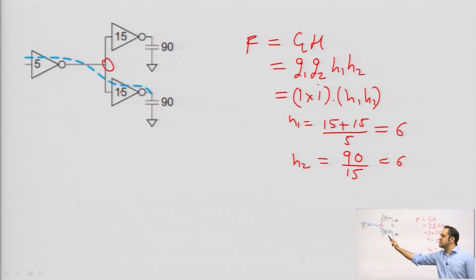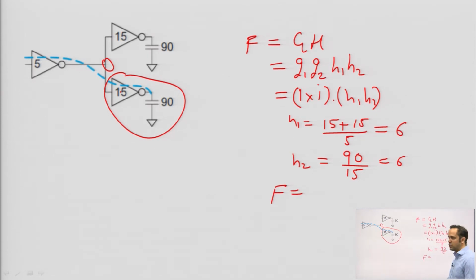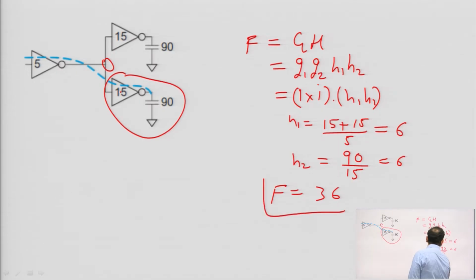Now, I am talking about this stage here. This is my second stage, and this was my first stage. Now, if I multiply, I am going to get a path effort equal to, this is already 1, G1 and G2 being inverter logical effort is 1. So, 1 times 1 is 1 only. H1, H2 is 6 each. So, I am going to get 36.